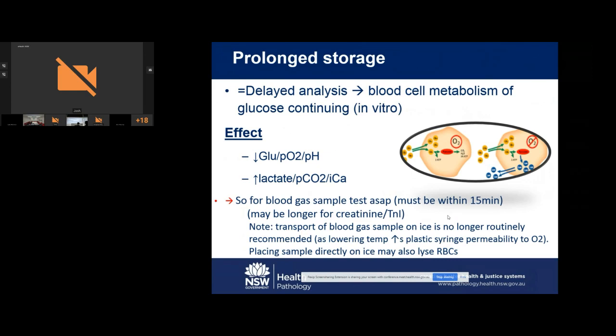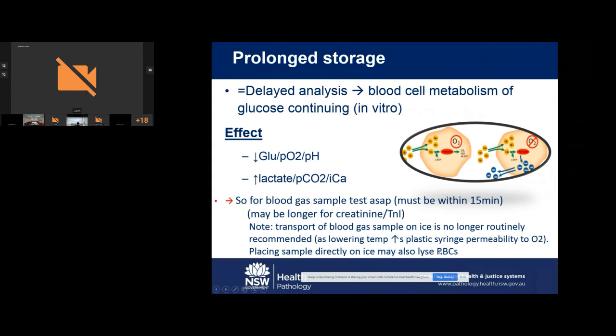There may be further delays, maybe acceptable for creatinine and troponin. And as Brian mentioned, transport of blood gas samples on ice is no longer routinely recommended, as lowering the temperature increases the plastic syringe permeability to oxygen, and you can run into trouble with ice causing red cells to lyse.